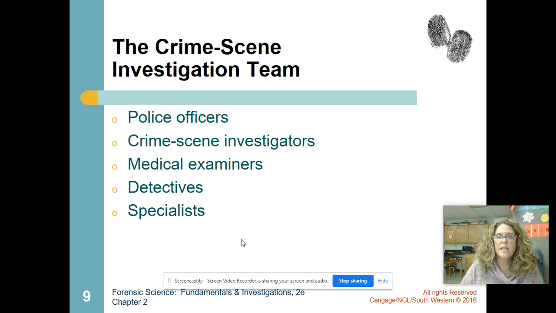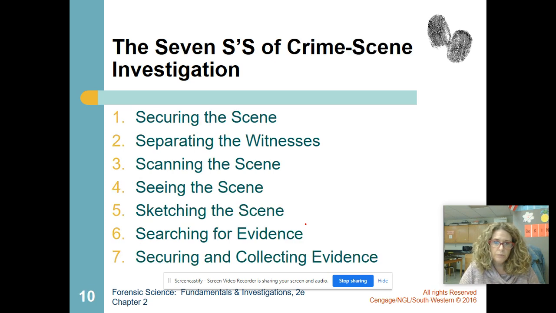So our crime scene investigative team consists of police officers, crime scene investigators, medical examiners, detectives, and then we have our specialists. They all work together, and that's just the crime scene team. In solving a crime, we have the police units, and then we have our forensic units, and then we also have the district attorney's office, and we have prosecution and defense. So they all work together.